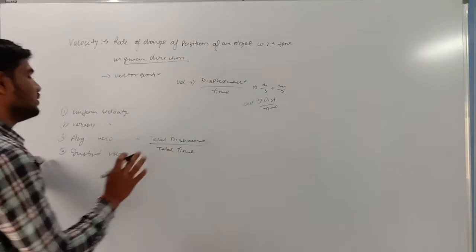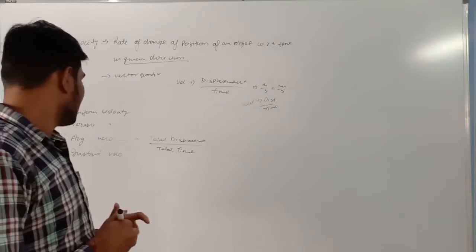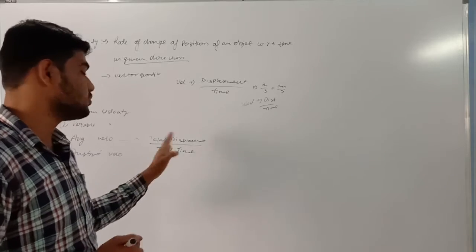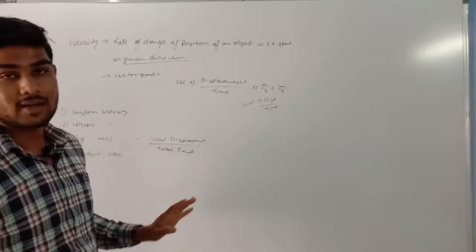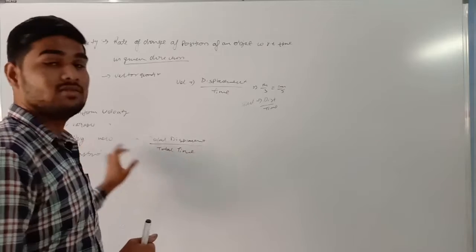Okay, this will be average velocity: total displacement traveled upon total time taken. This will be our average velocity.